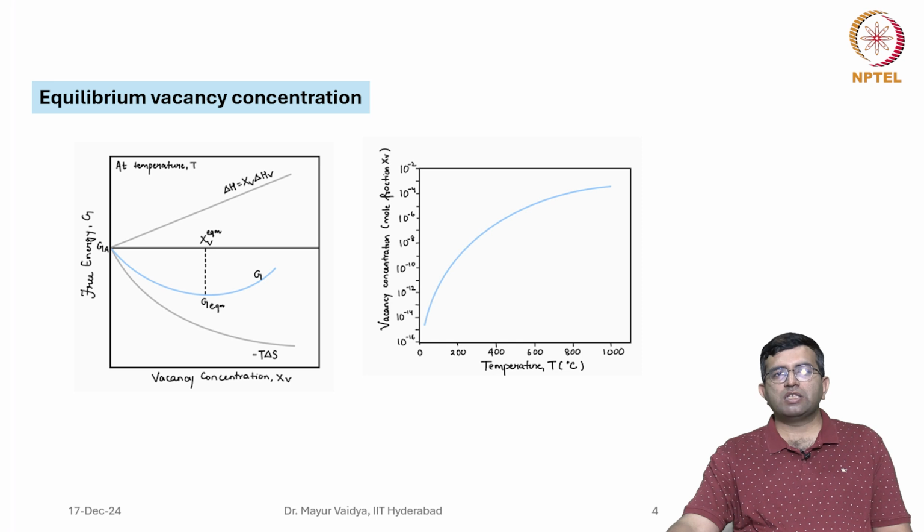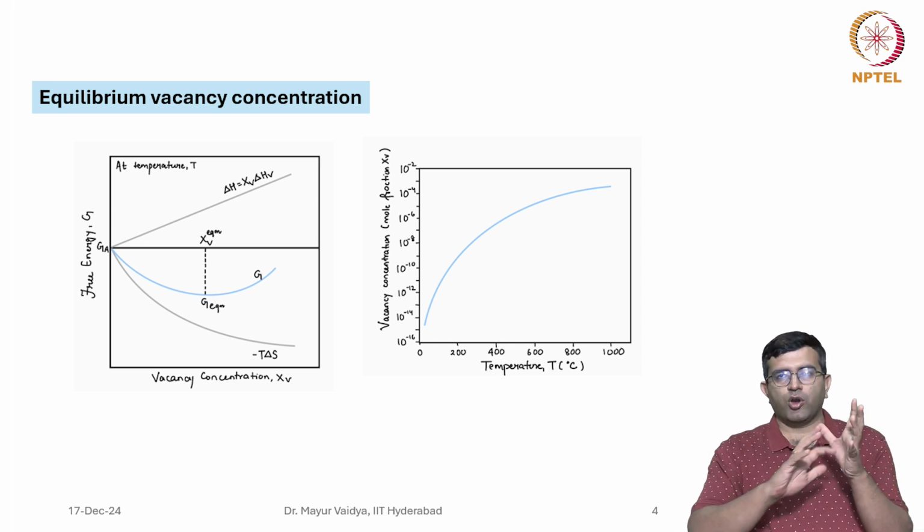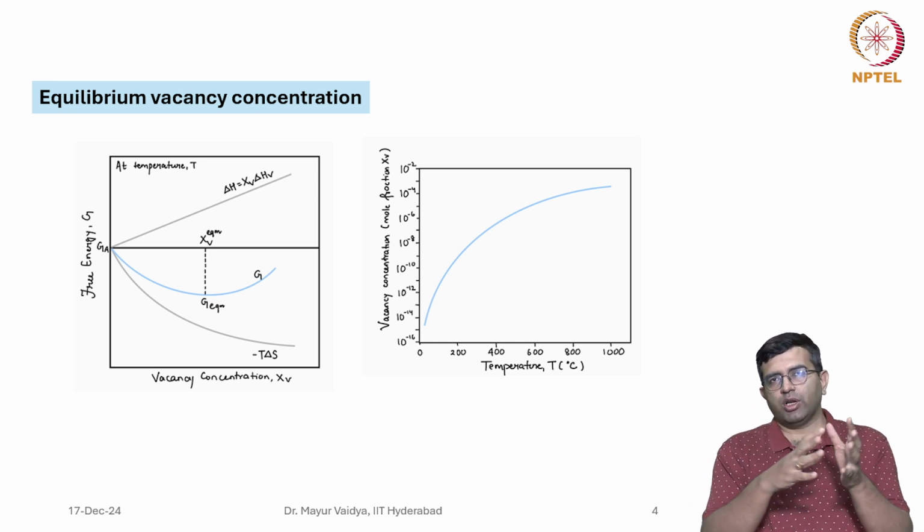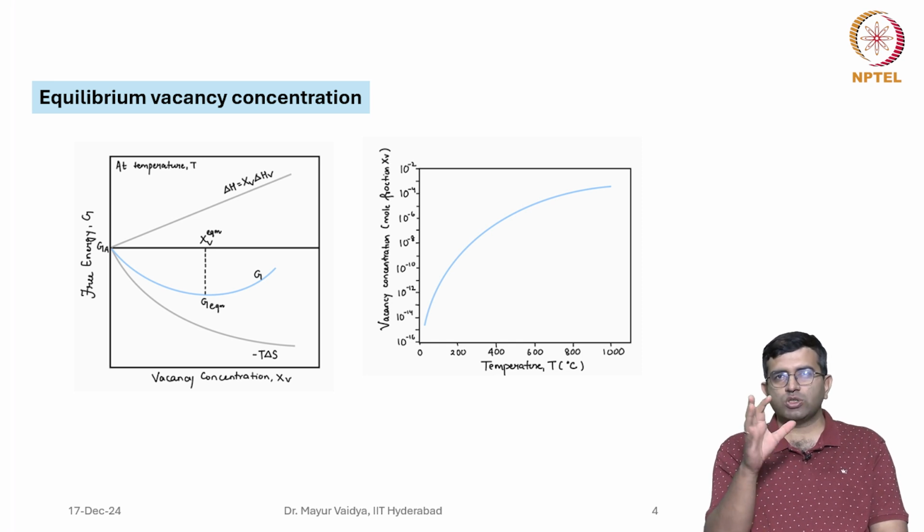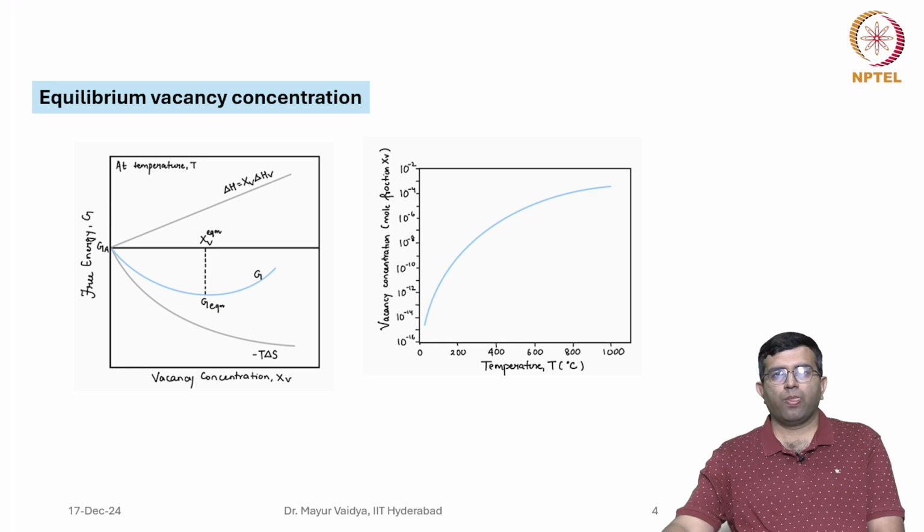And vacancy concentration, as we have seen, depends upon the temperature. It has this kind of relation. So, it increases and becomes saturated after a certain temperature. In fact, there is an approximate number for the vacancy fraction at the melting point. It is almost equal to 10 power minus 4 for most of the metals.